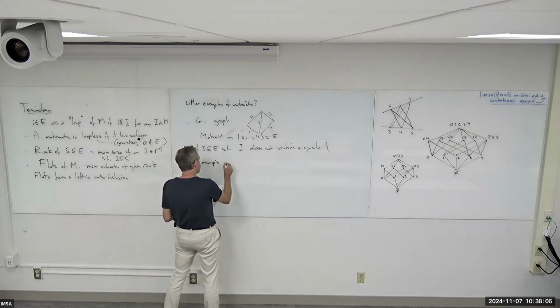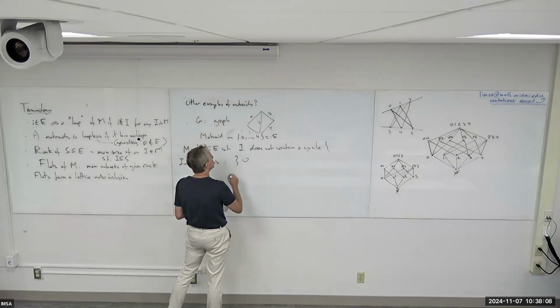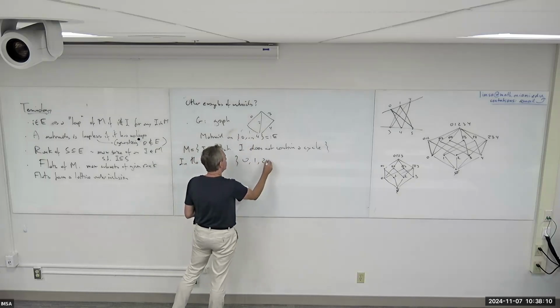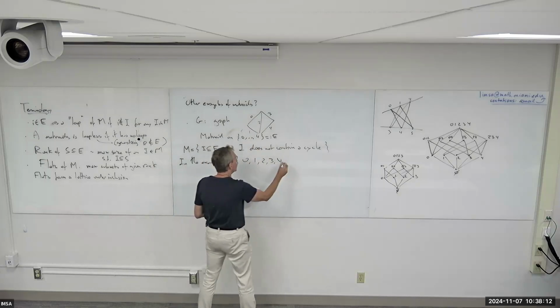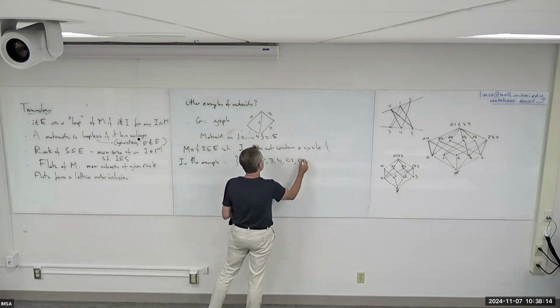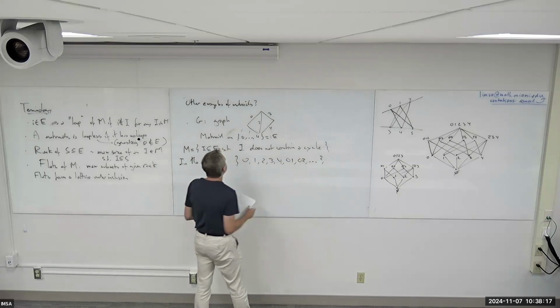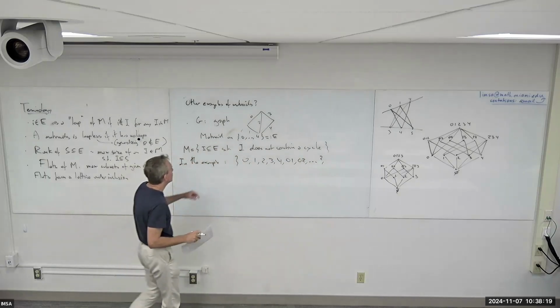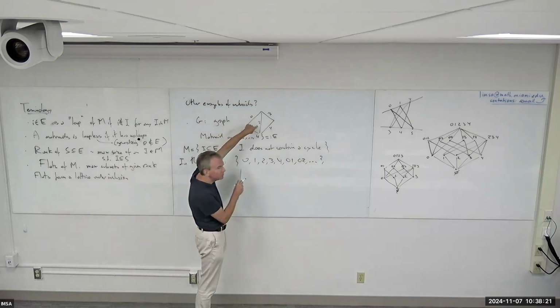If you want to look at this example, it gets fairly long already for small examples, but if you want to start writing these things, 0 by itself has no cycles, 1, 2, 3, 4, and 0, 1, 0, 2, and so on. You can just list all the sets that do not contain cycles. So for example, 0, 1, 2 will not be in it.